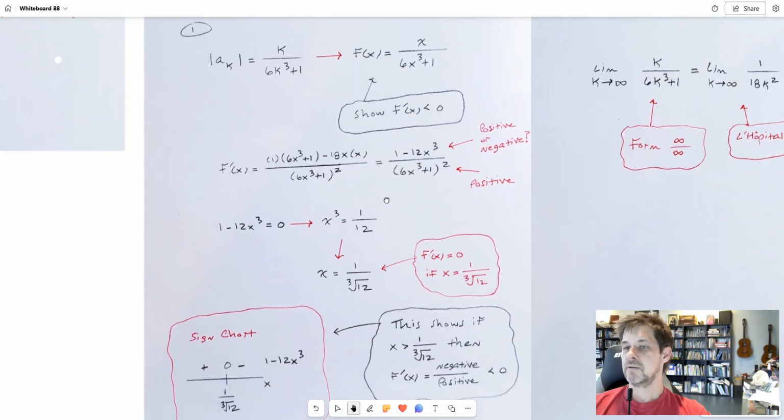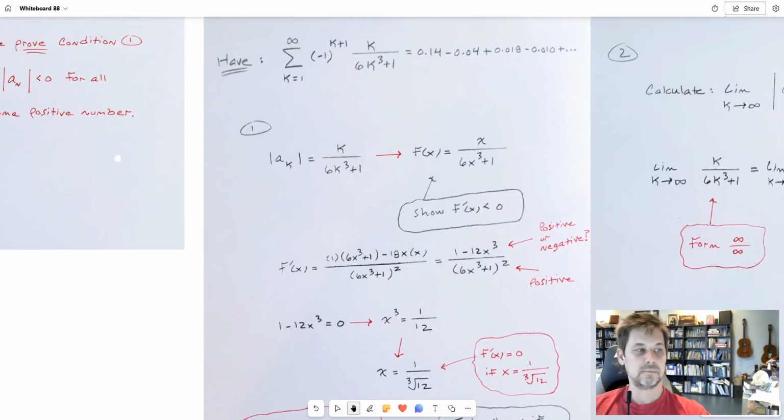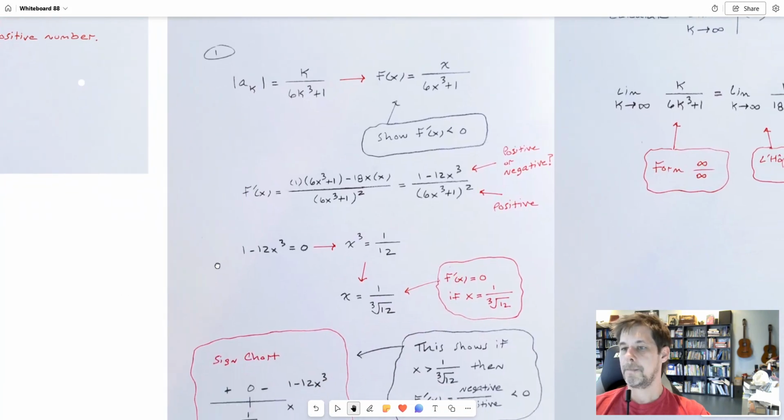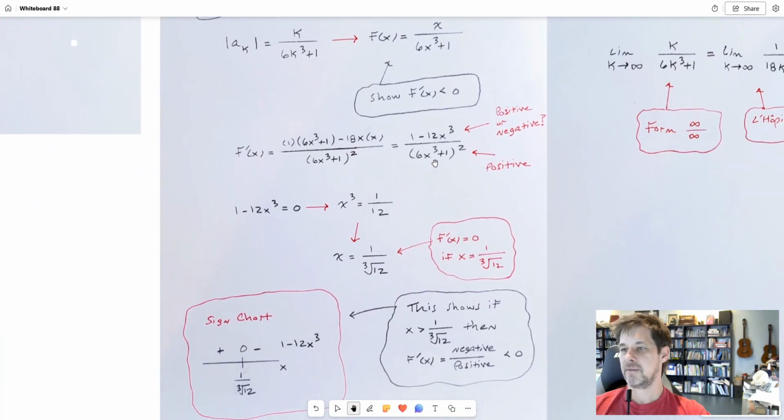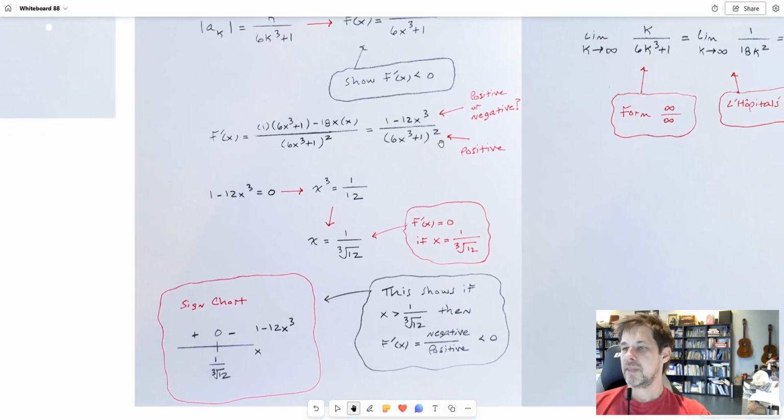Okay, so here's the derivative. I used the quotient rule to find that derivative, and I simplified it and I get this. All right, okay, and with this expression I noticed that the bottom part has a square, and so that guarantees it to be positive, because no matter what 6x to the third plus 1 is, if I square it, it'll be positive. I guess the question of showing the derivative is negative comes down to showing that the top part is also negative, okay, because a negative over a positive is negative.